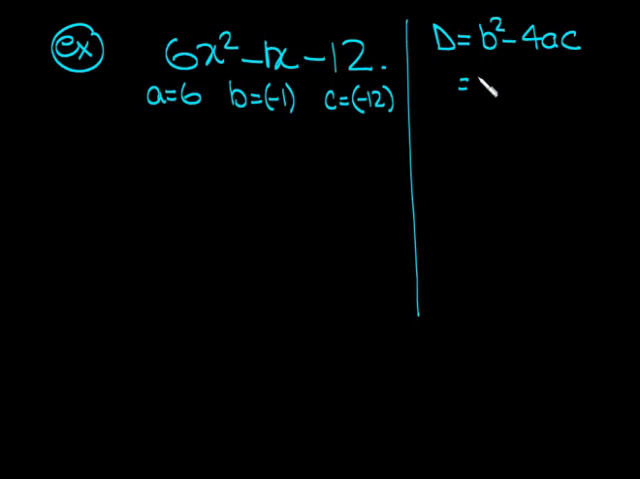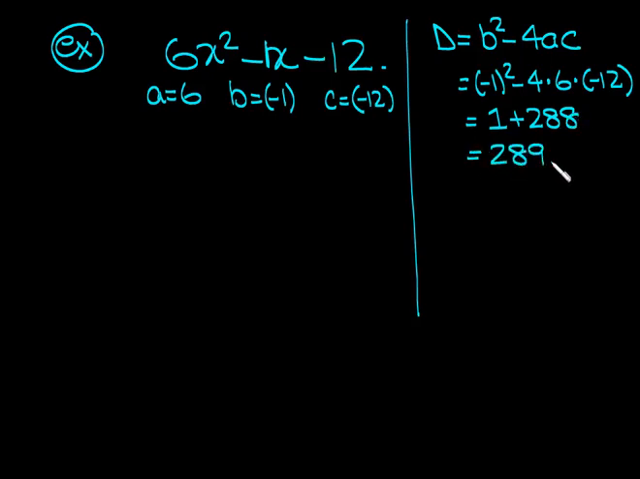So you get b squared minus 4ac, so you get negative 1 squared minus 4 times a times c. Negative 1 squared is 1. Negative 4 times 6 is negative 24. And negative 24 times 12 is positive 288. So we end up with 289. Now 289 is a perfect square, because if I take 17 and multiply it by 17, I get 289.